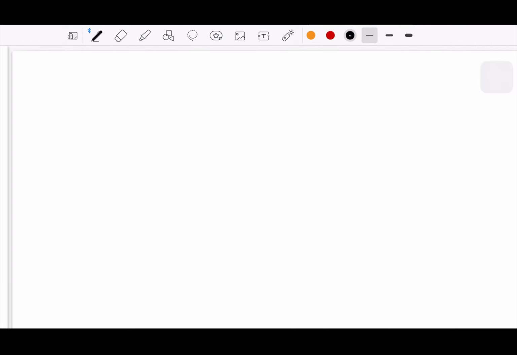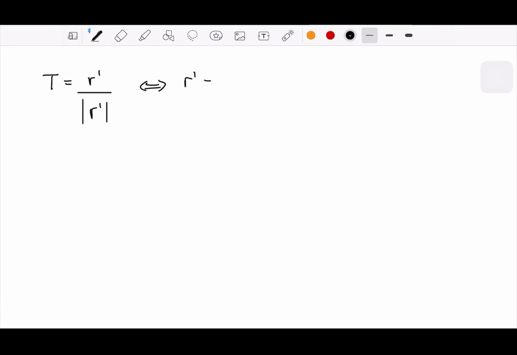Okay, let's continue. There are a few other formulations for curvature, at least three formulations. Let me write the first one: the unit tangent vector is equal to the derivative of the vector function divided by its magnitude value. That should be obvious.